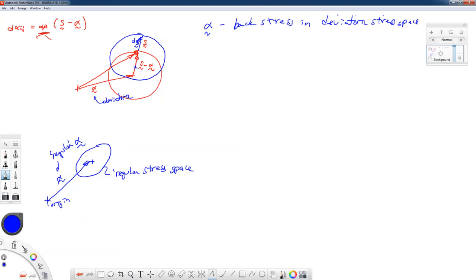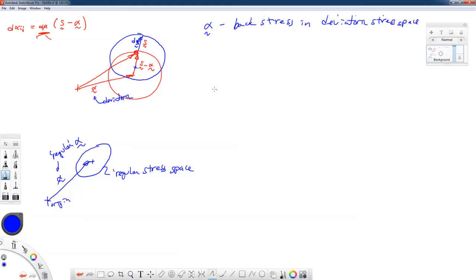The way that the consistency condition works is very similar in both cases, but we need to ensure that as this increment of stress or deviatoric stress is applied, the alpha moves with an appropriate increment, and we are specifying it for the Prager-Ziegler hardening rule that it moves in the direction of S minus alpha.